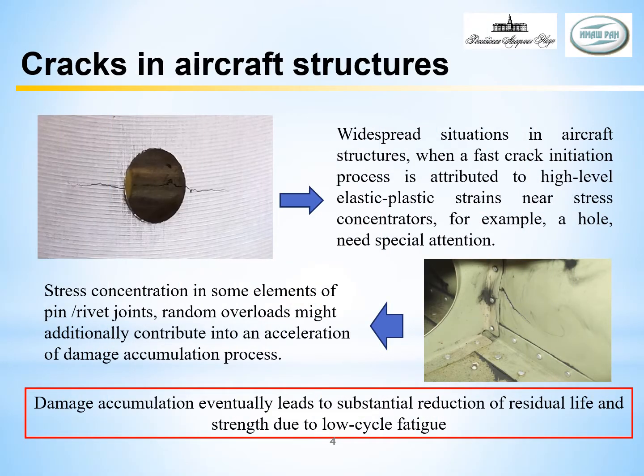A widespread situation in aircraft structures, when a fast crack initiation process is attributed to high-level elastic-plastic strains near stress concentrators, for example a hole, needs special attention. Stress concentration in some elements of pin or rivet joints and random overload might additionally contribute to the acceleration of the damage accumulation process. That's why damage accumulation eventually leads to substantial reduction of residual life and strength due to low cycle fatigue.